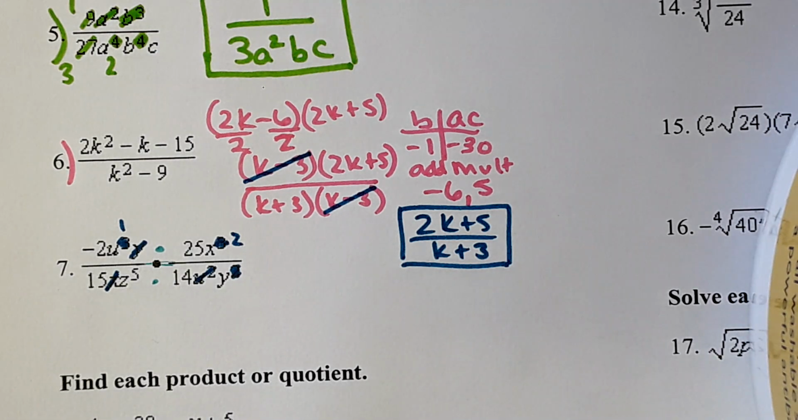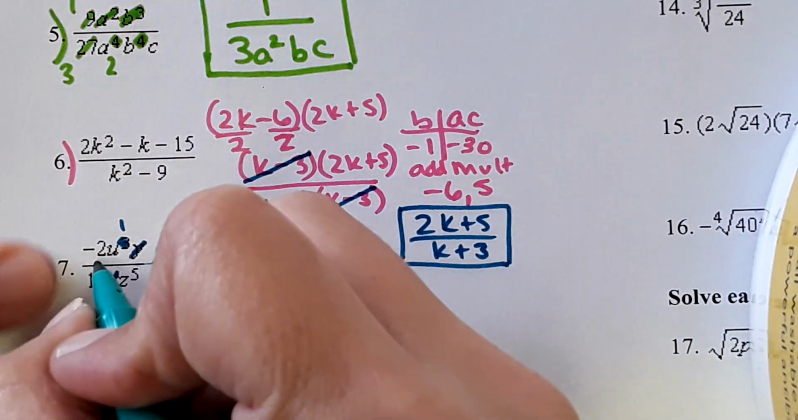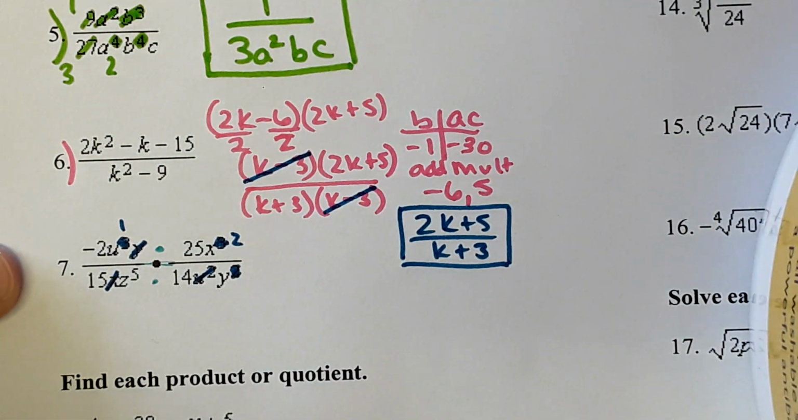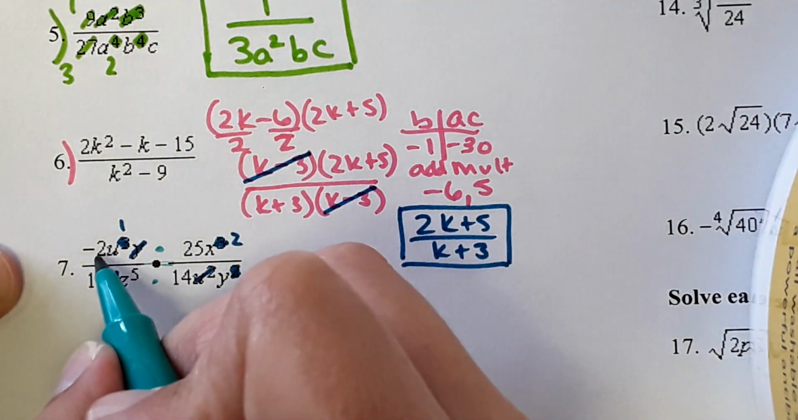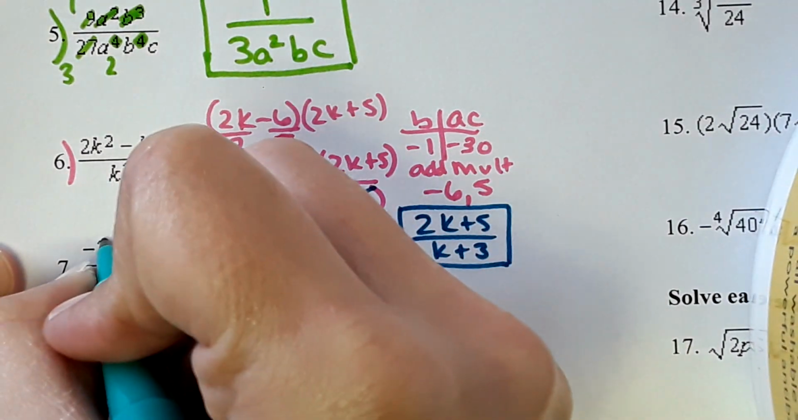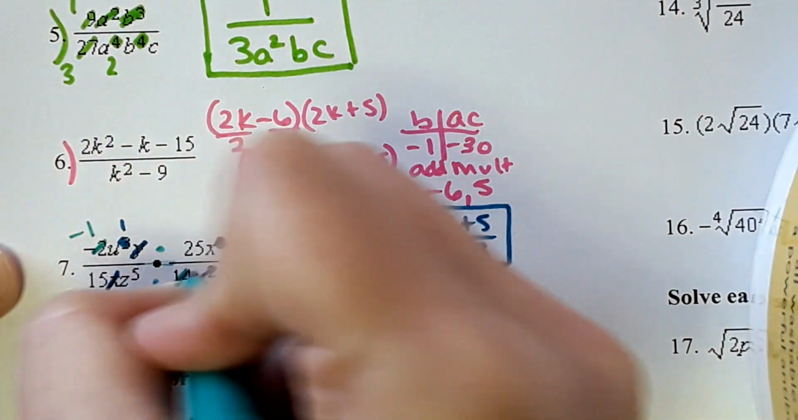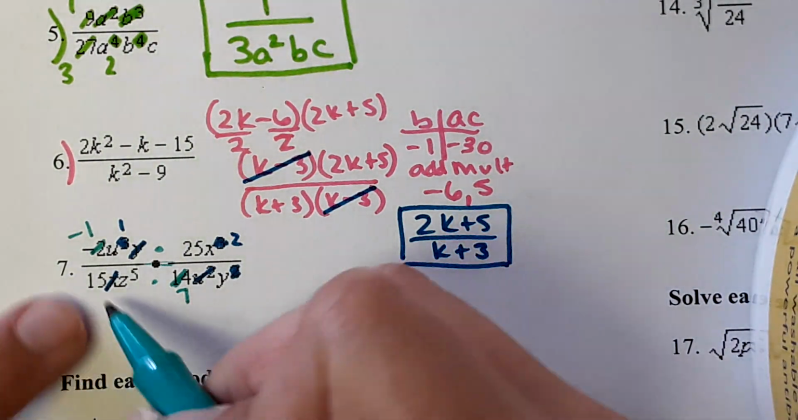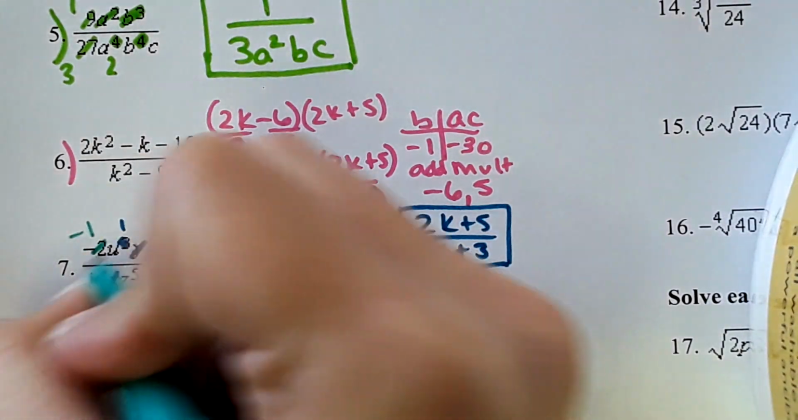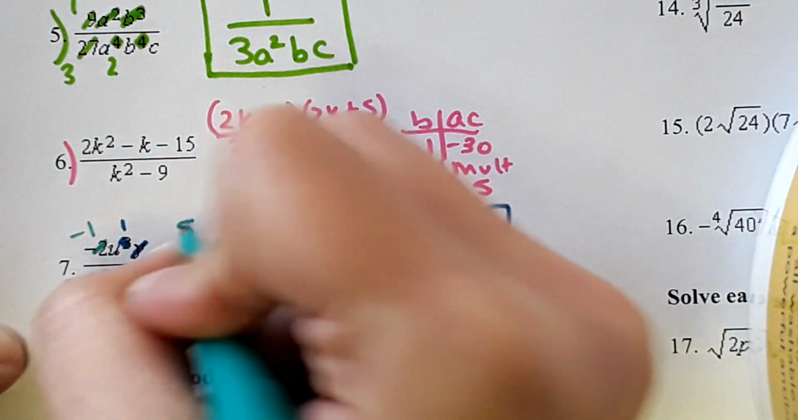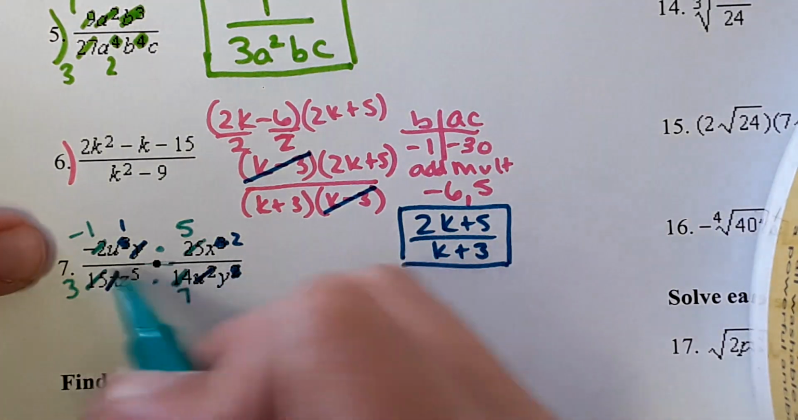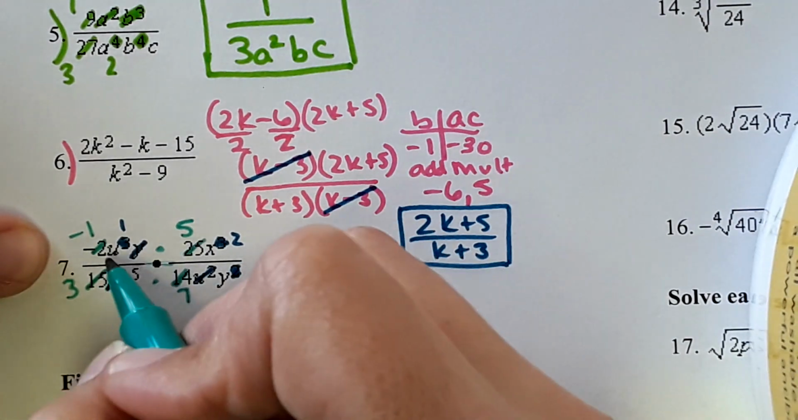And at this point, then also the numbers can simplify as well. Negative 2 and 14 can both be divided by 2, so I'd get negative 1 and 7. And then 15 and 25 can both be divided by 5, leaving 3 and 5. And then it might take more than one step to really clean this up all the way.